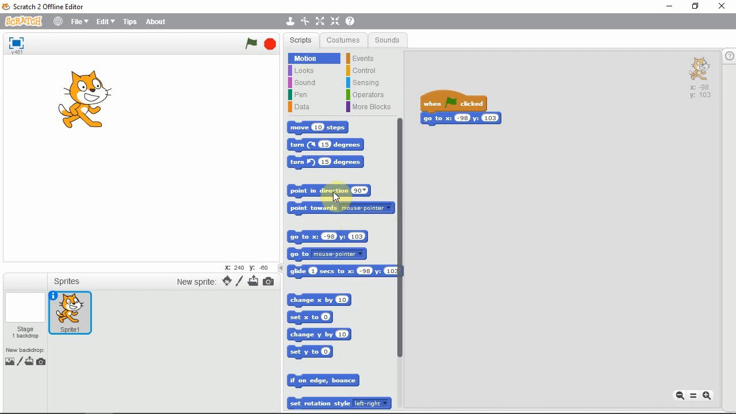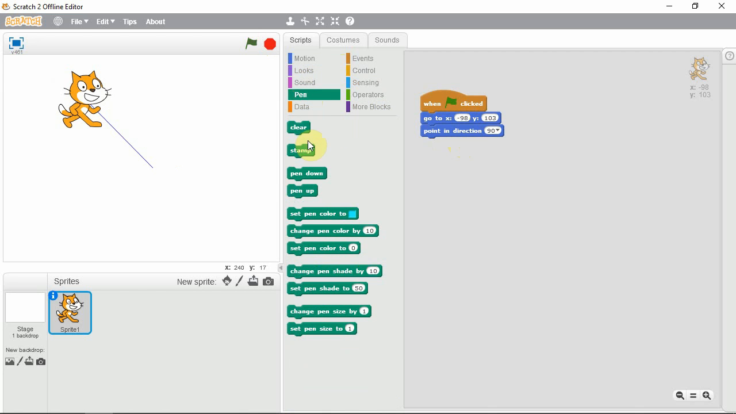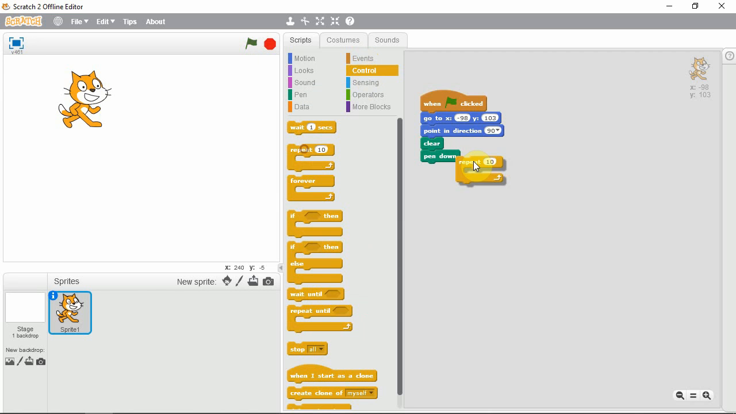And I always want it to be starting at the point in this direction. Okay, so I always wanted it pointing forwards. Okay, now you can see it's starting to draw lines. So we're going to use our pen and we're going to clear that like so. Okay, now we're going to start off with having our pen down, and we are going to add a repetition.